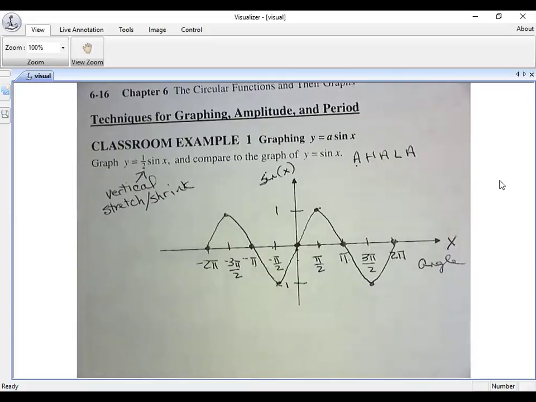All right, now that's the original. What was it that we were asked to graph? 1/2 sine x. And I had mentioned to you that that 1/2 in front is either going to be a vertical stretch or a vertical shrink. So that's going to impact how high above the axis I'm going to go when I graph this thing.